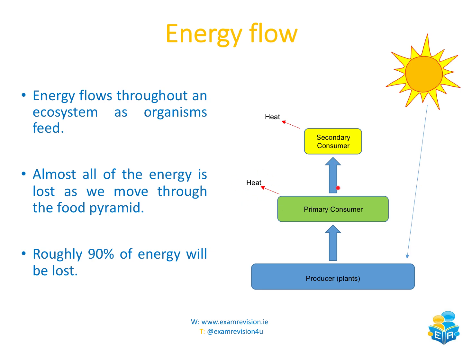When that secondary consumer eats the primary consumer, it's going to get some of the energy, but again, roughly 90% of that energy is going to be lost. That's going to be lost as heat. So by the time you get up here to the tertiary consumer, very, very little energy is left. So we generally don't go any further in the food chain than that.